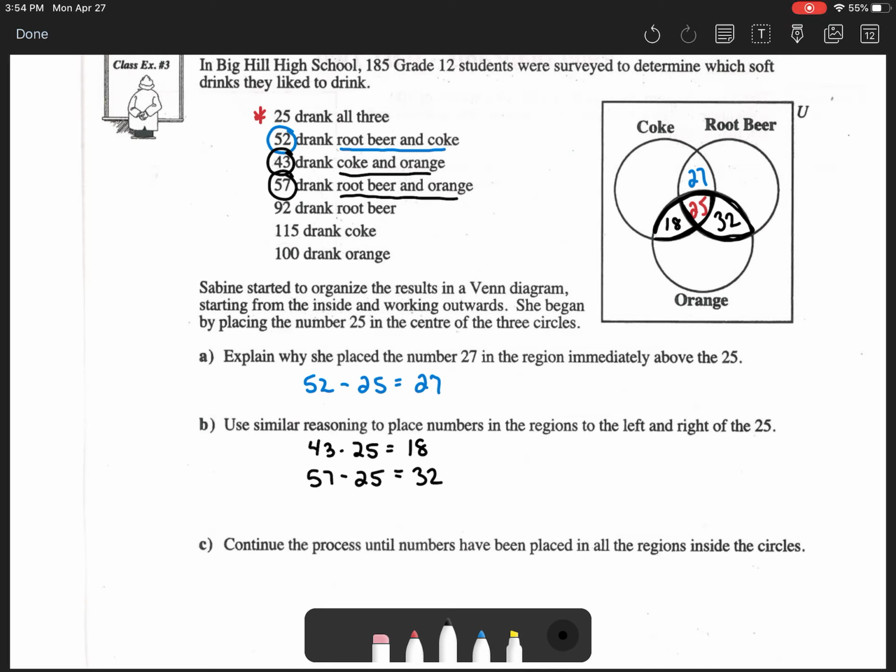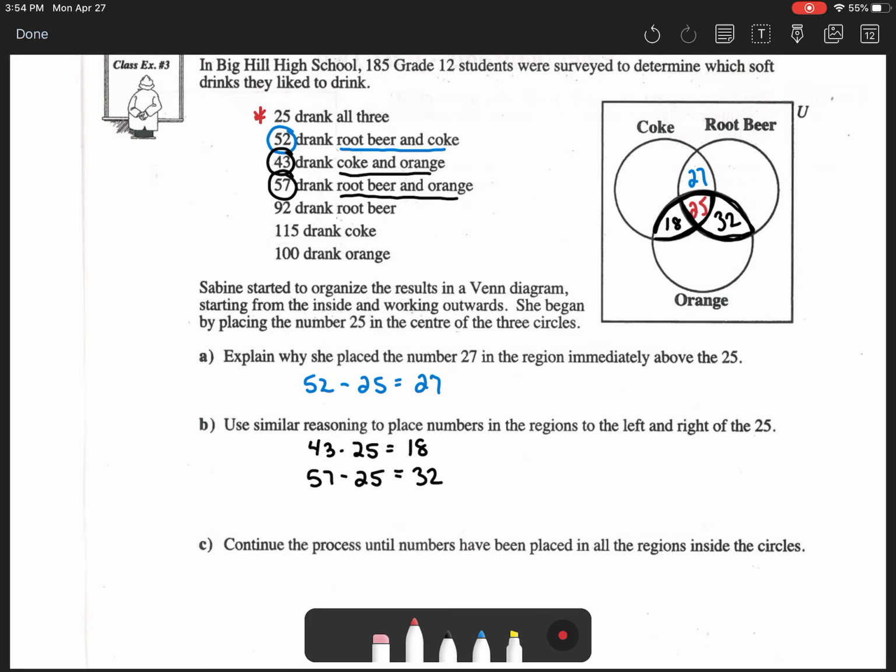But of the 57, 25 had all three. So you go 57 minus the 25 in the middle. And when you go 57 minus 25, you get 32. So that means I have 32 just in that area. Now you move on to the last pieces of information.